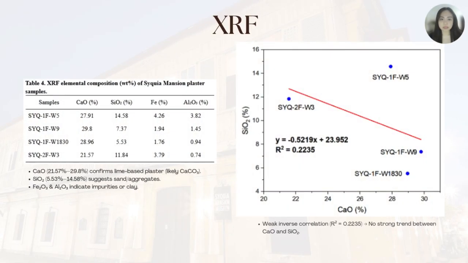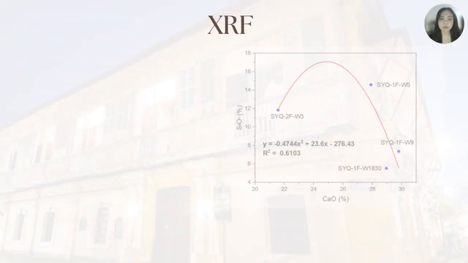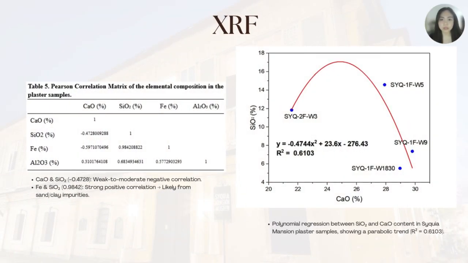Moving to our results, XRF was used to determine the elemental composition of the Syquia Mansion plaster samples. As you can see in Table 4, the dominant component was calcium oxide, confirming the lime-based nature of the plaster. We also found significant amounts of silicon dioxide, indicating the presence of sand. To understand the relationship between these two key components, we performed linear and polynomial regressions. This figure shows a weak linear correlation, suggesting a loose inverse relationship. However, this figure, the polynomial regression, shows a much stronger parabolic trend, implying a more complex nonlinear interaction.